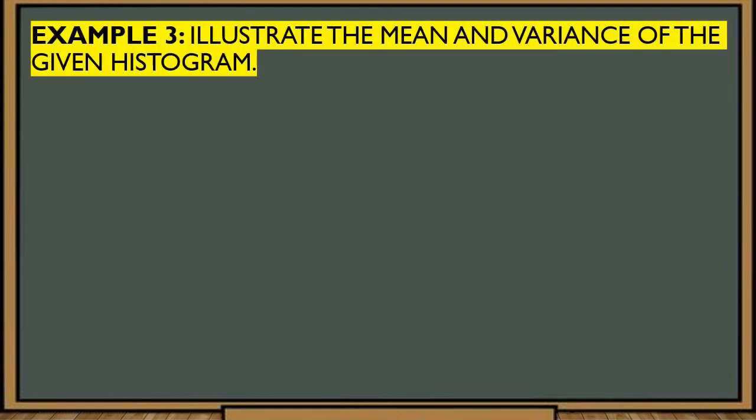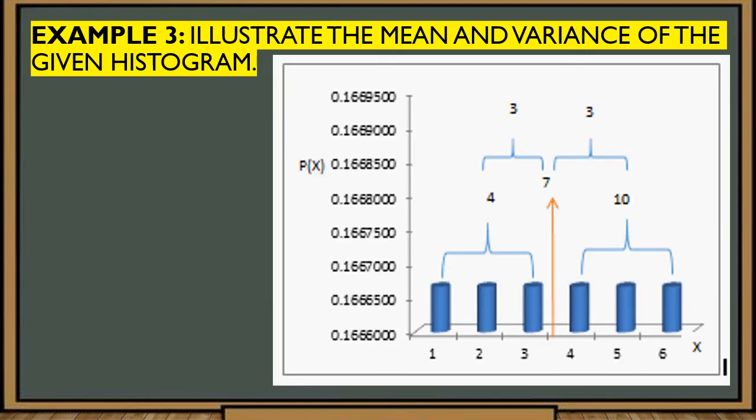So to illustrate the idea of the mean and the variance and standard deviation, let's have here example number 3. Illustrate the mean and variance of the given histogram. When we say illustrate, you're going to show, to demonstrate, or to prove, or to discuss the mean and variance of the given histogram. So we have here the given histogram. It is placed on the Cartesian plane.